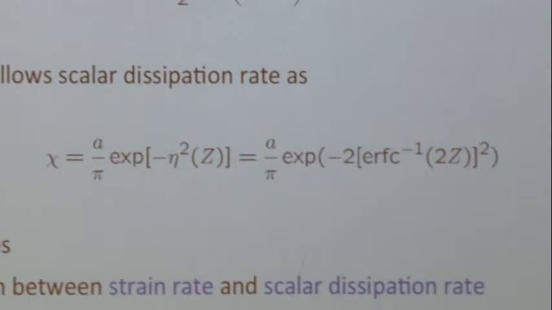Again, the strain rate is something you impose by the velocity field, but that causes a certain dissipation rate. So that function is often used when solving the flamelet equations. When we solve the flamelet equations, we often use this function to specify the dissipation rate as a function of mixture fraction.